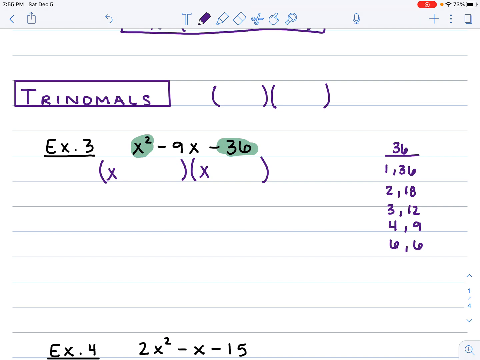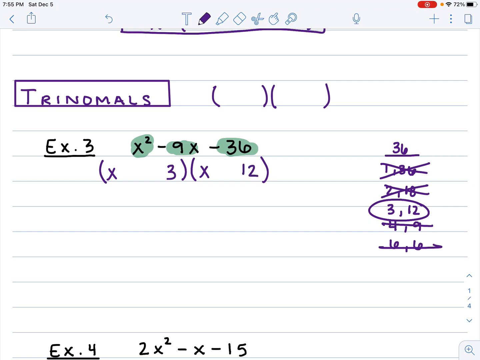Now here's how we narrow that down. We're trying to figure out if I were to add or subtract those two numbers, it would actually equal 9 somehow. So 1 and 36, I don't think there's any way I can make that equal 9. 2 and 18, I can either make that 20 or 16, and that won't work. 3 and 12, I can either make that into 15 or 9. Oh, that might be our answer there. Let's check the other ones. 4 and 9, that can either go to 13 or 5. That won't work. 6 and 6, either 0 or 12. So it's definitely our 3 and 12.